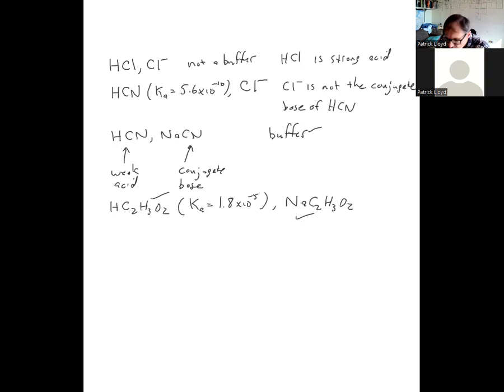Okay, so we have this Henderson-Hasselbalch equation. We're going to run through three different types of problems in this section. There are other types of problems as well, so you can refer to your textbook for other types of problems. But we're going to look at three relatively classic types of problems. Okay, so let's take a look.